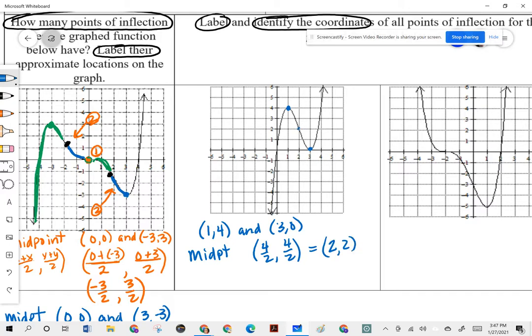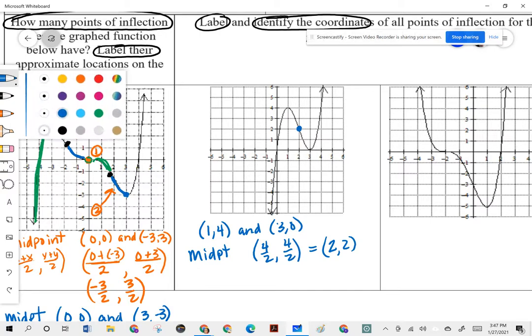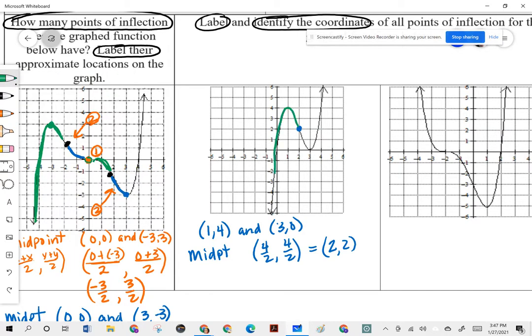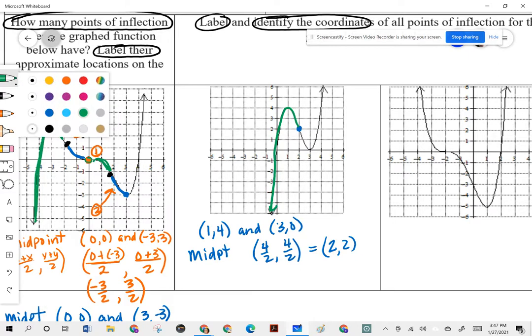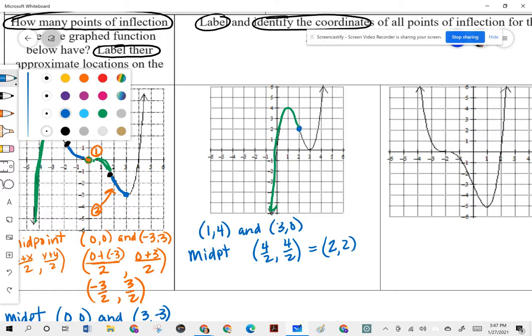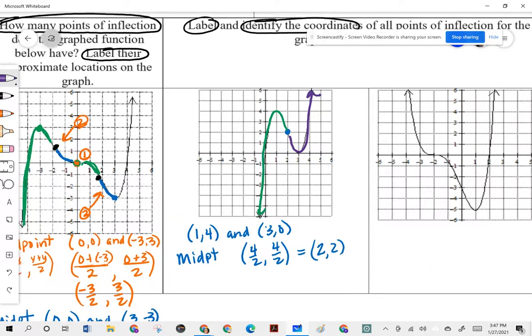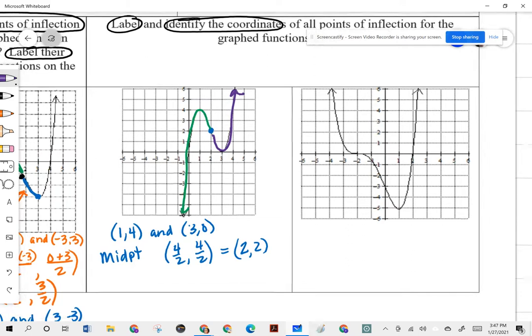So the point (2, 2) is going to be that inflection point, and I want to kind of color code for you so you can start seeing that this is concave down. And this is concave up in purple. Okay. So this is the point of inflection.